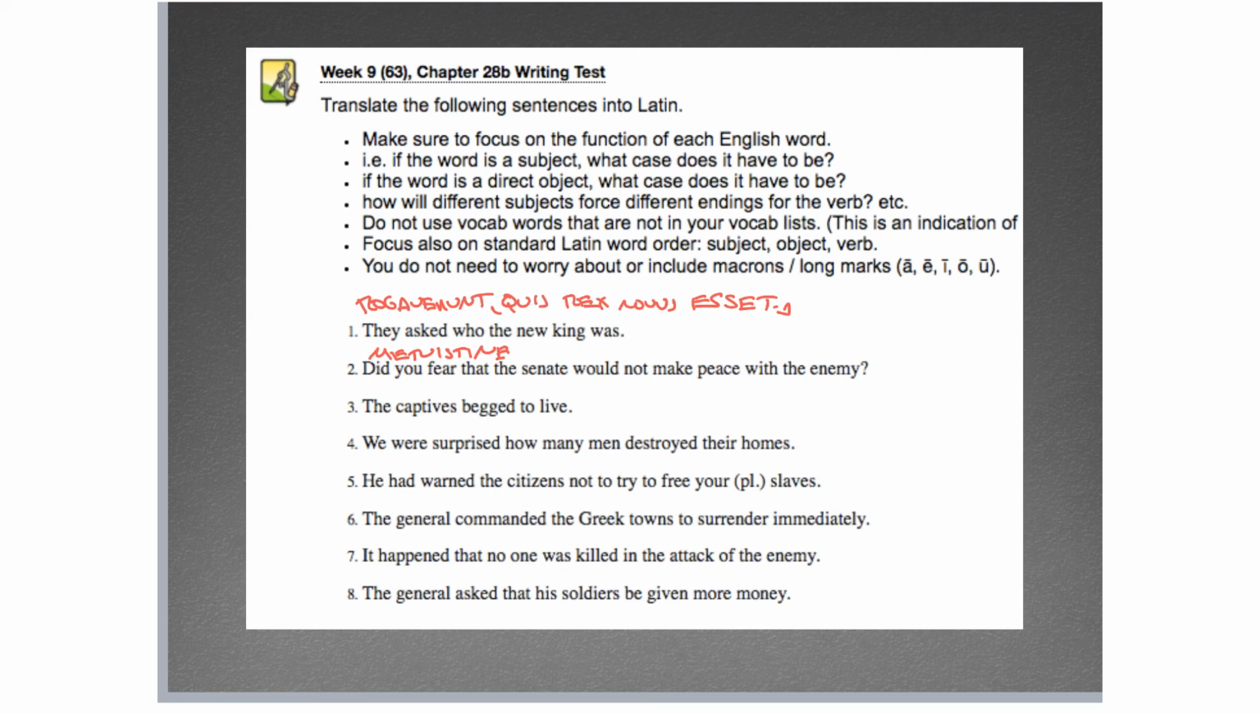Metuistine, question. All right, did you fear that the Senate would not? So negative fear clause, I need my positive ut. Did you fear ut senatus, oh, forgot the a, pacem cum hoste faceret. All right, and I will leave the rest to you.